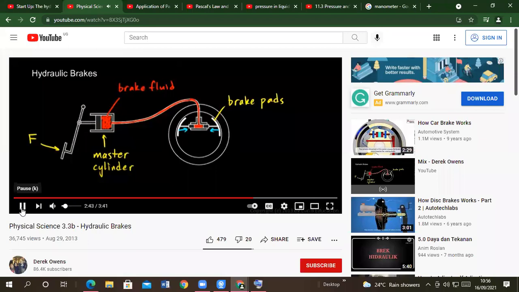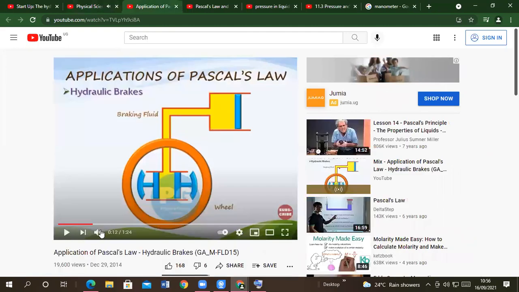So this is what we call the hydraulic brake system, but I want to show you the animated video where we have the tire moving and the force is applied on the pedal, forcing the brake fluid into the rubber tubing, and then forces the brake pads to touch the wheel and the tire stops. So let us look at that video and then we'll see exactly.